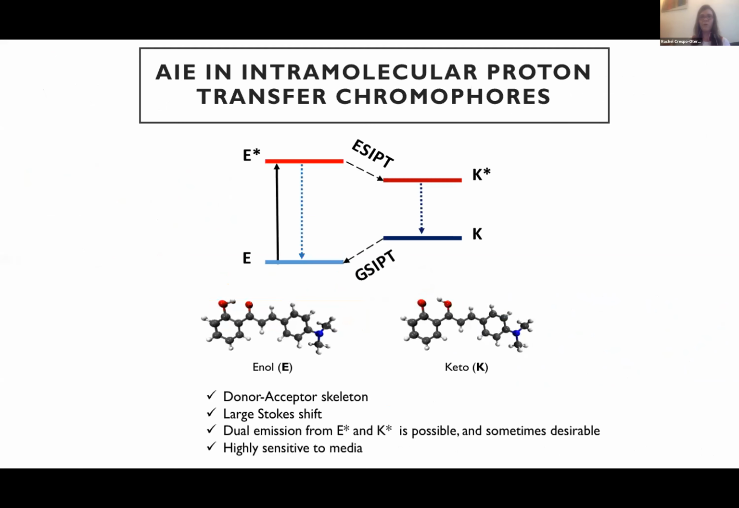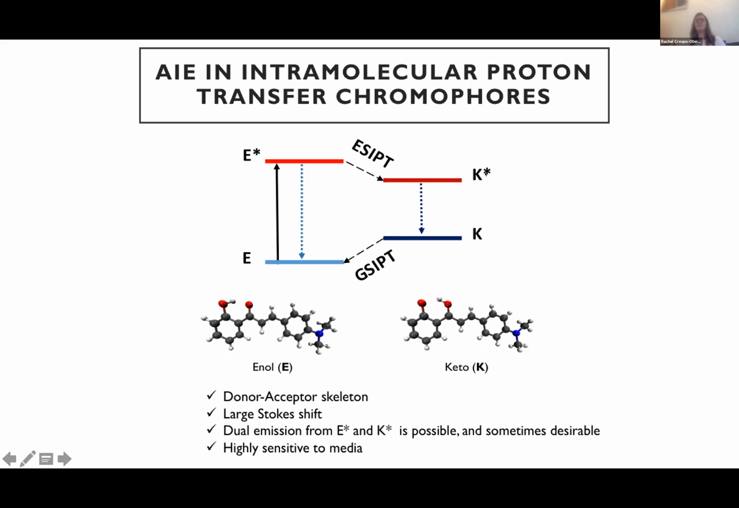So as an example, I'm going to show one of the systems that we've been studying in quite some detail, and it's the aggregation induced emission in some crystals that show intramolecular proton transfer. One feature of intramolecular proton transfer is that when we have this kind of molecules, we have two forms that are in equilibrium. We have the enol form, when you have the hydrogen on one of the electronegative atoms, in this case attached to an oxygen atom. And when you go to the excited state, then you have the transfer of this proton to the other side. So you have equilibrium between the enol and keto form.